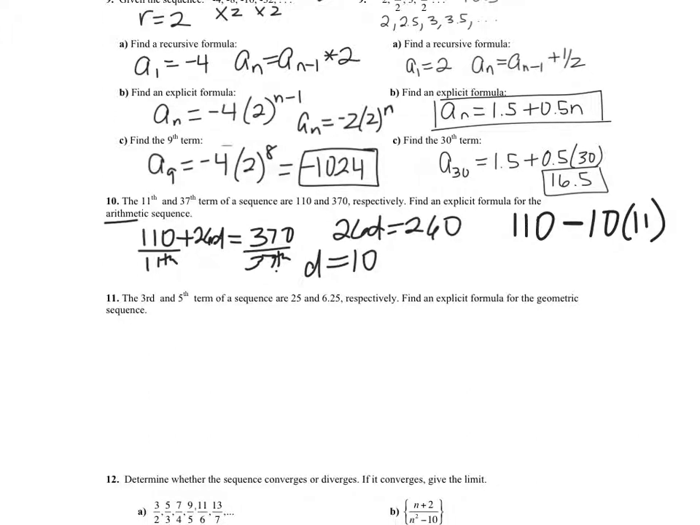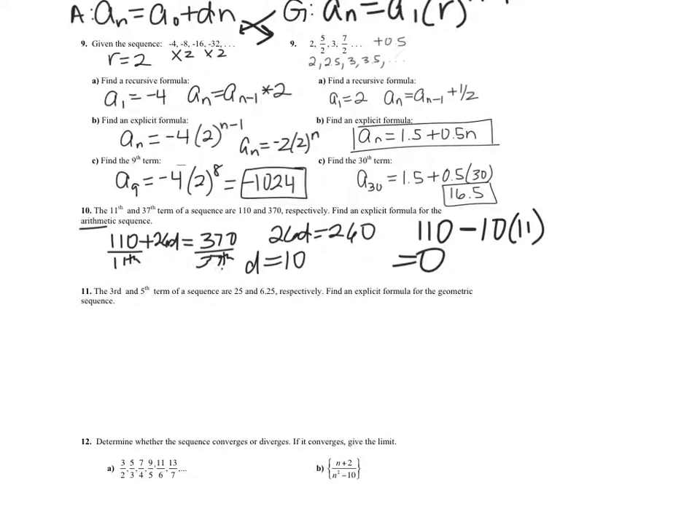You're at the 11th term. You want to subtract D because we're going backwards now. To get to the 0 term, you do that 11 times. And guess what you get? You get 0. So my formula is a sub n equals 10 times n. A sub 0 is 0 plus 10d would be just 10n.